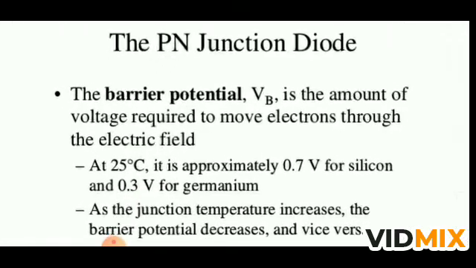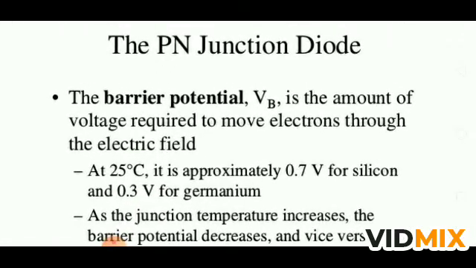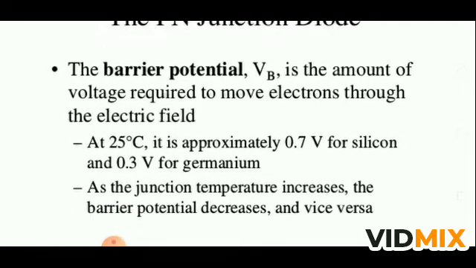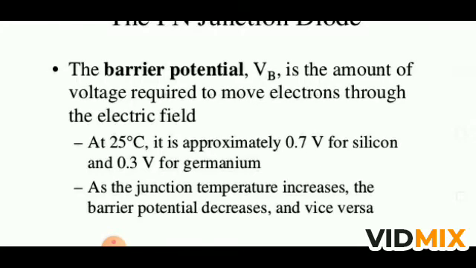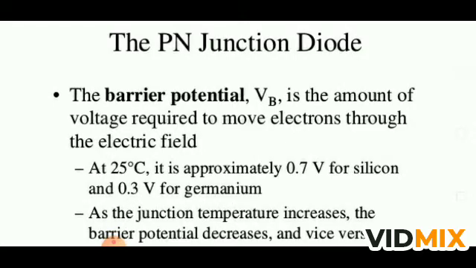Now, p-n junction diode. In diode, we are using the term di for two, and ode for electrode, meaning two electrodes are there, one positive and one negative, meaning one anode and one cathode. So the barrier potential, denoted by VB, is the amount of voltage required to move electrons through the electric field. Whatever electric field is formed due to the ions present in the depletion region, to overcome that electric field, the potential required is called the barrier potential.